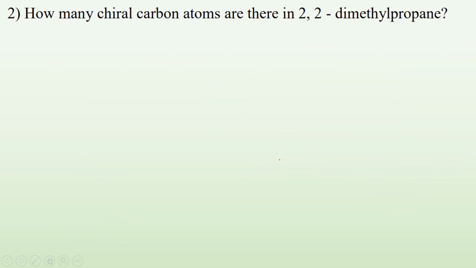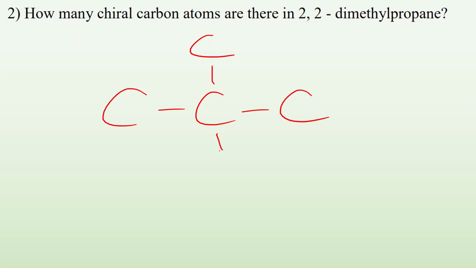All right. Number 2, how many chiral carbon atoms are there in 2,2-dimethylpropane? So let's draw it out. I got propane, so C, 3 carbons. 2,2-dimethyl tells me that on this second carbon there are 2 methyl groups. And let's see, all of those missing bonds are to hydrogen.